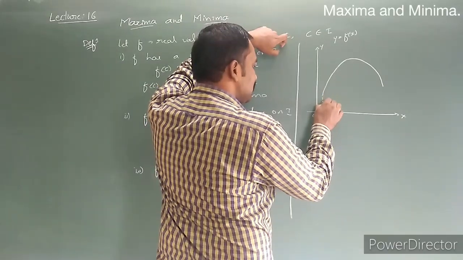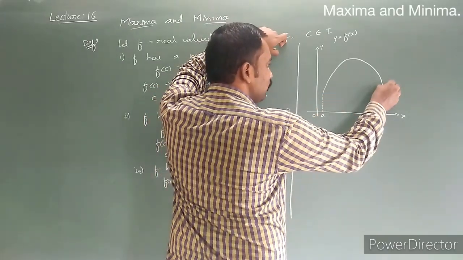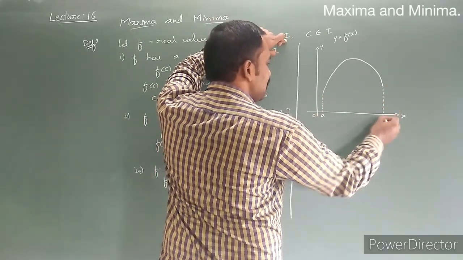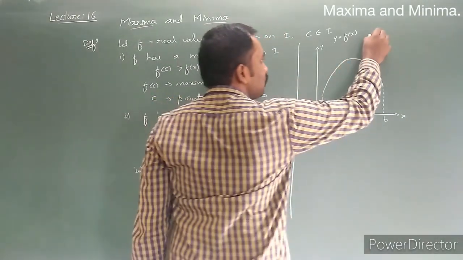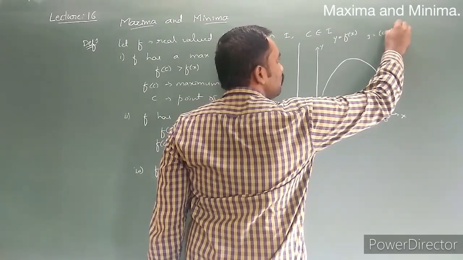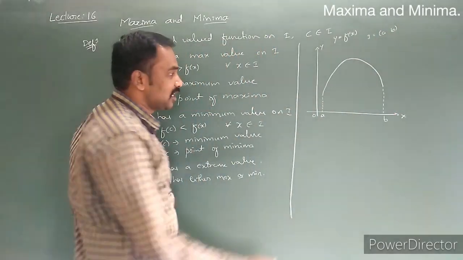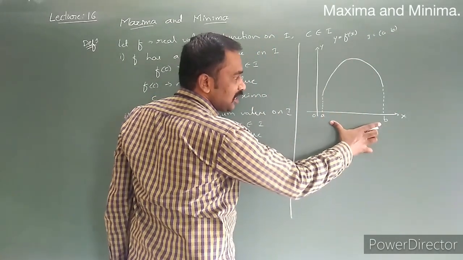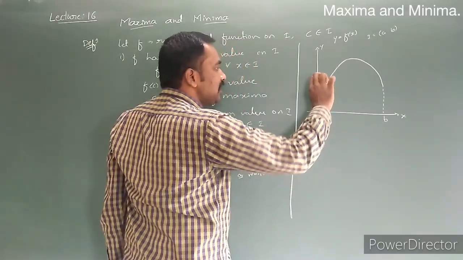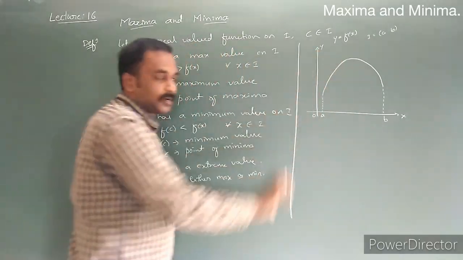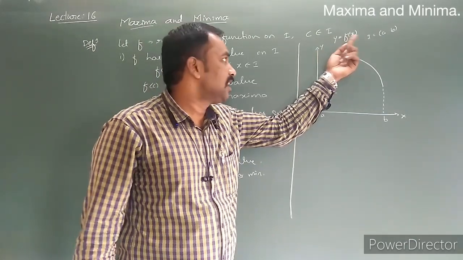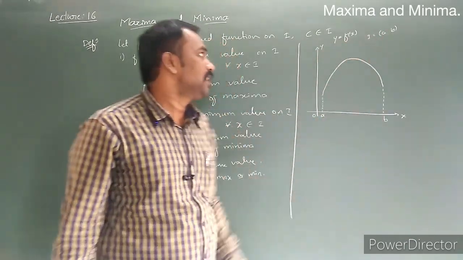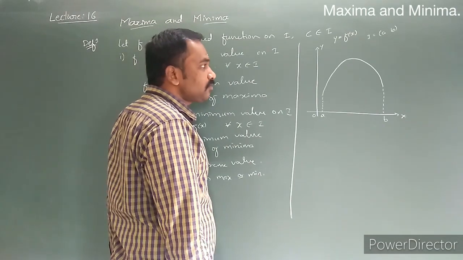Interval I is this, from A to B. Only the end points are excluded, so it is the open interval I equal to (A, B). That means the function's domain is the open interval (A, B), and the range is from here to here. So the function y is equal to f of x is a real function defined on the open interval (A, B).